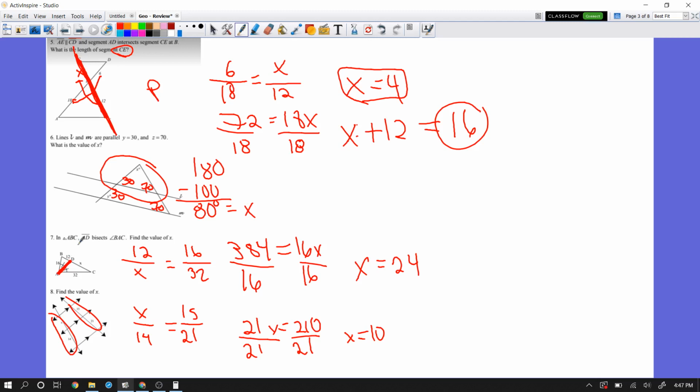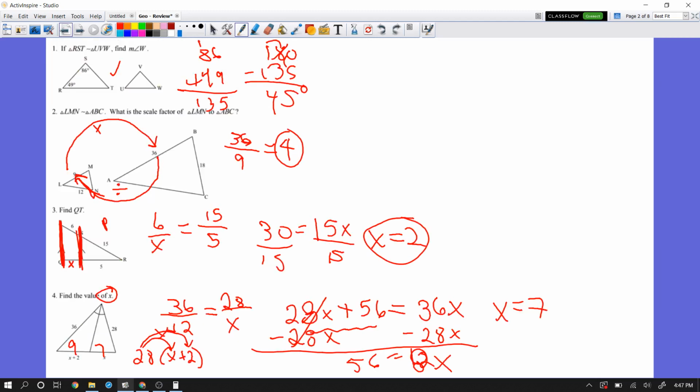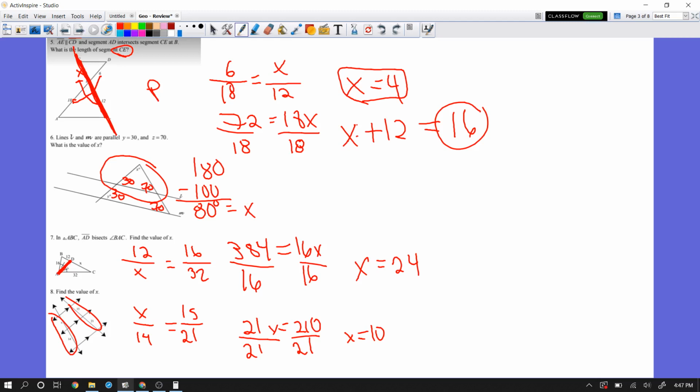This one is very similar to number 4. So this is like a number 4 clone. Set up a proportion, solve it. What did I say about parallel lines? Parallel lines set up proportions. Just choose a side, set it up. Another proportion.